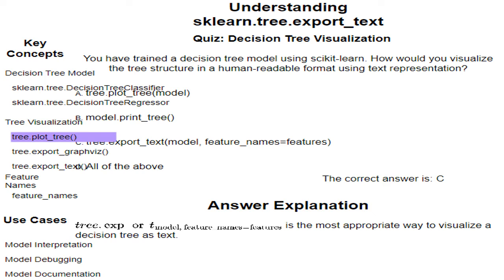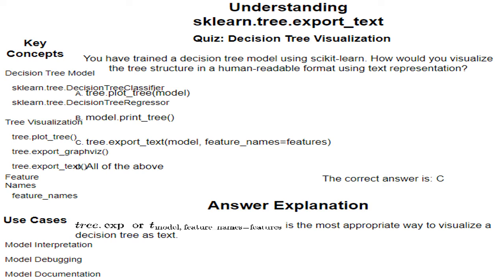The feature names argument allows you to provide a list of feature names for clearer visualization. True. D. All of the above. All of the above. Since options A and B are incorrect, this option is also incorrect. False. Decision tree model. A decision tree model is a supervised learning algorithm used for both classification and regression tasks.